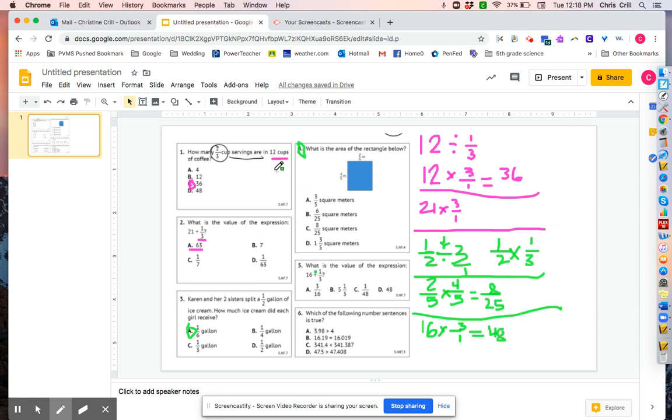So if this were servings of coffee and we were trying to figure out how many 1/3 cup servings there are in 16 cups of coffee, we'd have 48 servings. Now, finally, this last question is just asking us to review to see which of the number sentences is true. You have decimal points here. You have to remember that you're comparing the value of each number, really looking at that whole number first.